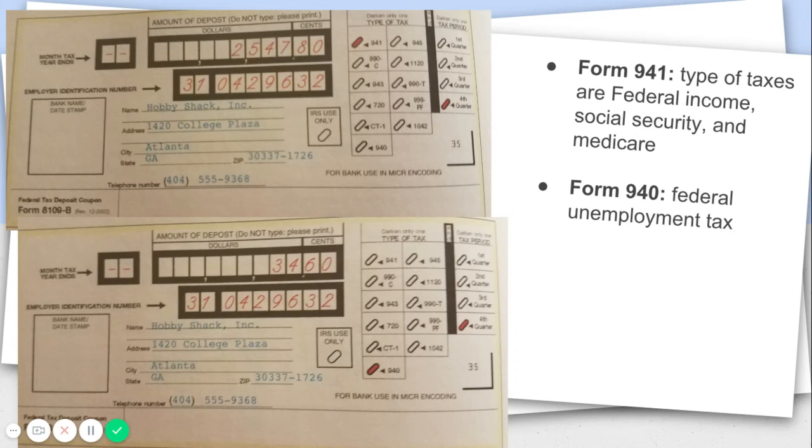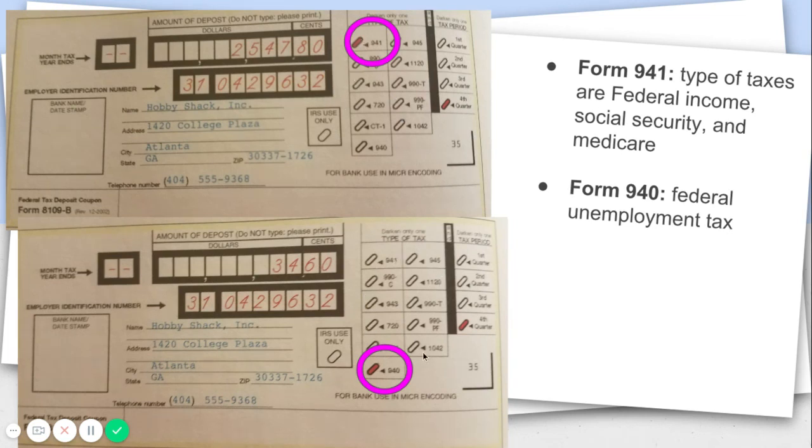These are two form examples from your book. They both are depositing. In both is the amount that you'd be depositing, the employer identification number, the month tax year ended, but the first part that's circled up here is Form 941 is bubbled in because it's the type of taxes in our federal income, Social Security, and Medicare tax. So on this example, they're saying that that's what was filed.